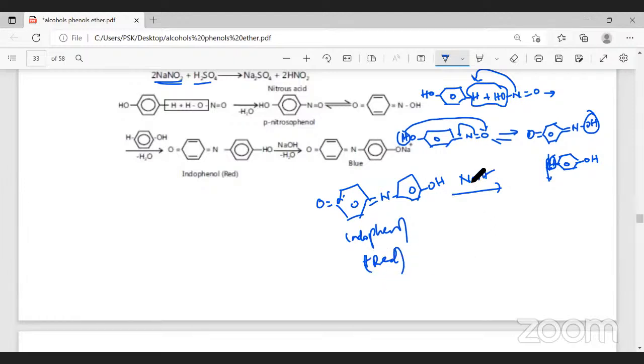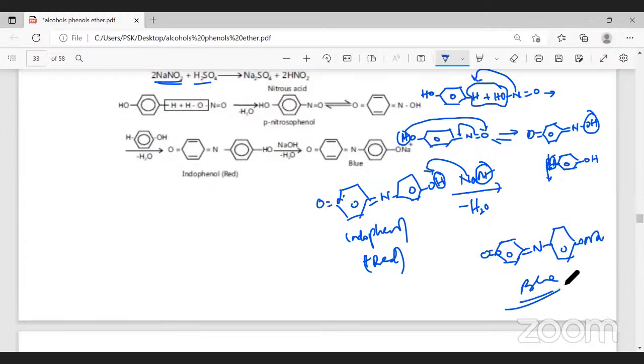When this is alkalinized or added NaOH, what happens? Water gets eliminated. When water gets eliminated, there is this OH, and this H gets eliminated. In place of H, sodium goes. So you get a double bond O, a benzene ring like this, double bond N, single bond, a benzene ring like this, and ONa. This is blue in color.